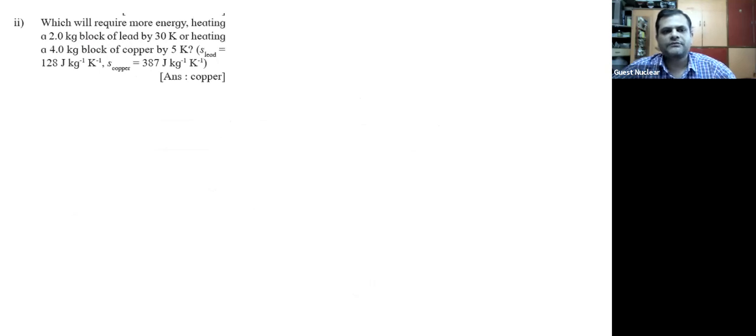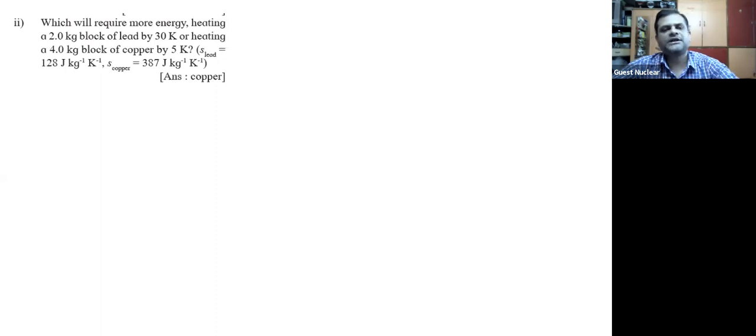So just read the question first. Which will require more energy, heating a 2 kilogram block of lead by 30 Kelvin or heating a 4 kilogram block of copper by 5 Kelvin? And specific heats are already given.